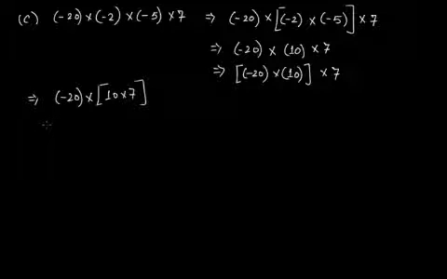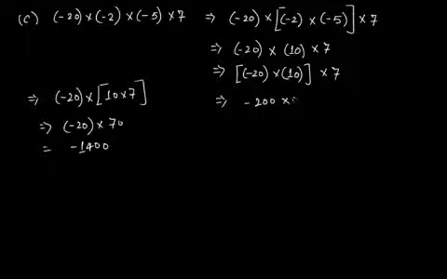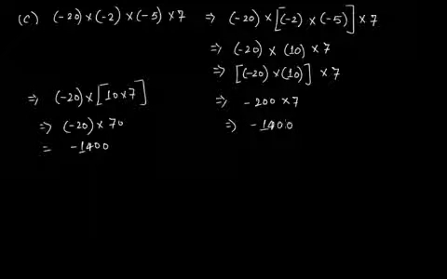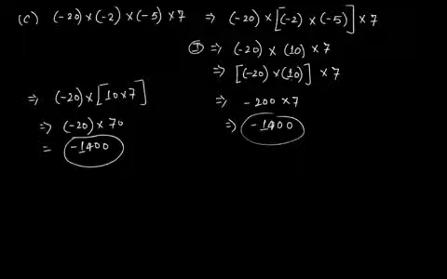This will give you minus 20 times 70, which will give you minus 1400. Even this will give you minus 200 times 7, and this will give you minus 1400. Both the answers are the same, right? Here minus 1400, here minus 1400. This was the first one where we grouped together 20 and 10. This was the second one where we grouped together 10 and 7.